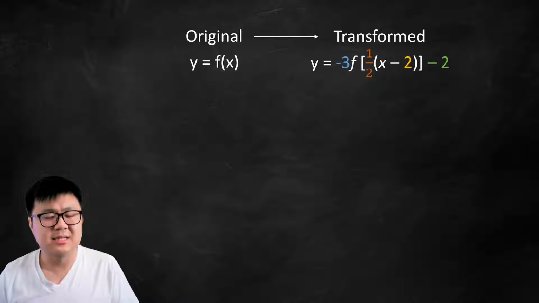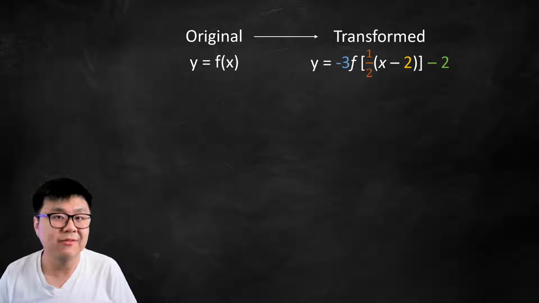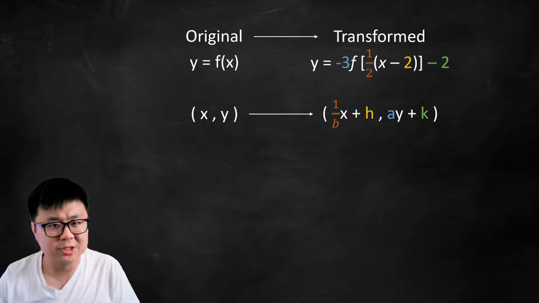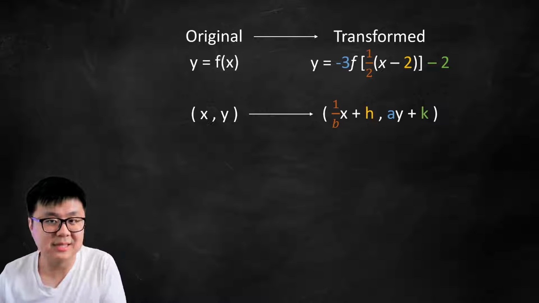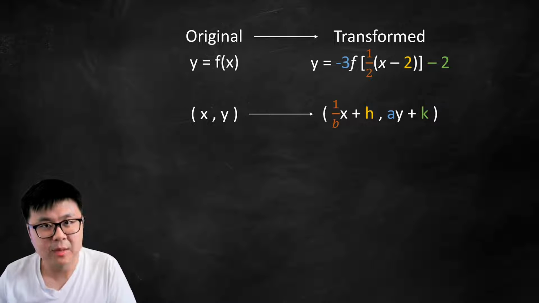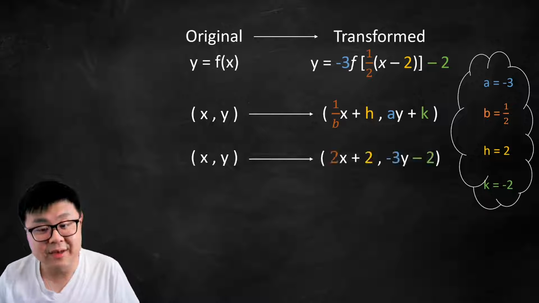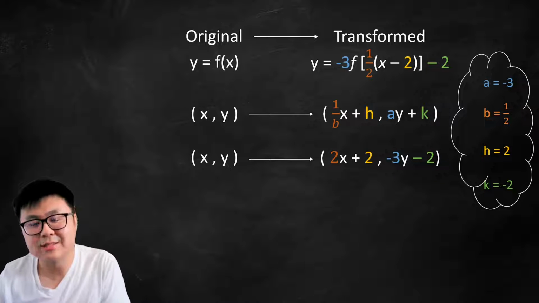Okay, once we have our a, b, h, and k, as well as our points, we can then tackle this problem. First, let's think. Our original function is y equals f of x, whatever that shape was, and we want to transform it to make it look like y equals -3 f of 1/2 x minus 2 minus 2. So we know that any point on the original function would have to undergo our mapping notation of 1 over b times x plus h and a times y plus k. But we know what these a, b, h, k's are, so now we can have a more specific mapping notation to take any point on the original function and transform it into a point on our newly transformed function.